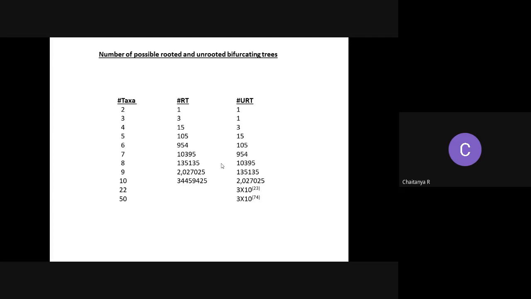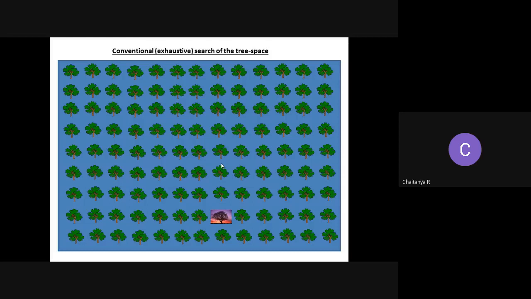Okay, so the people who implemented Bayesian inference, they came up with a heuristic method called the Markov Chain Monte Carlo method. Okay, I'm just going to quickly gloss over this because it's just good to know for you guys. So here is how a conventional or an exhaustive search of tree space will happen. So let's assume that in this picture, these are all the possible trees for your data. Okay, we're just assuming, and this in its entirety is your tree space.